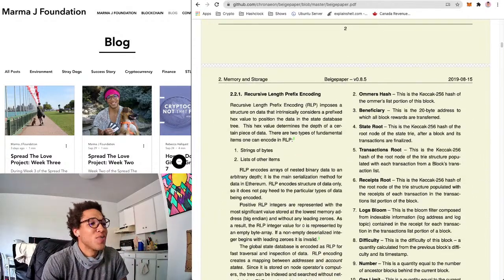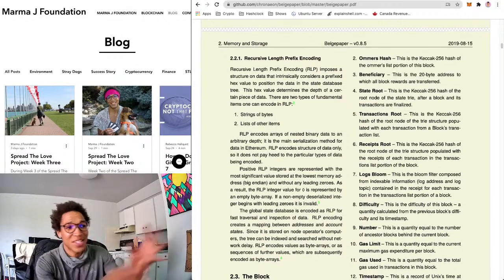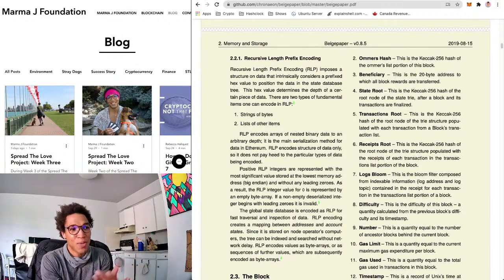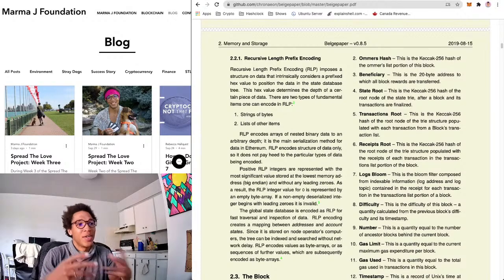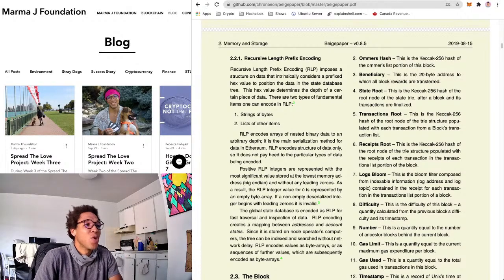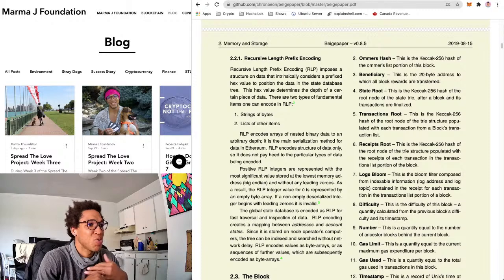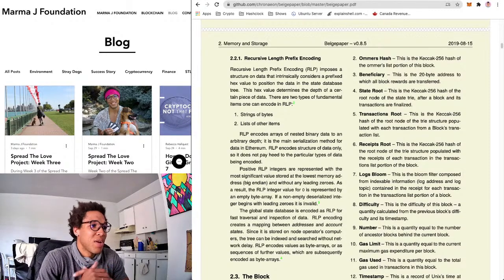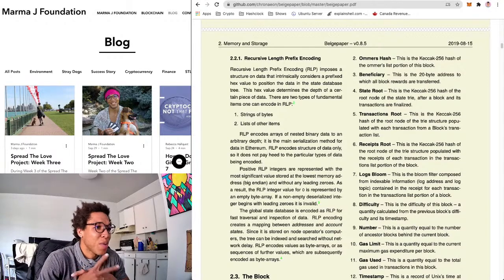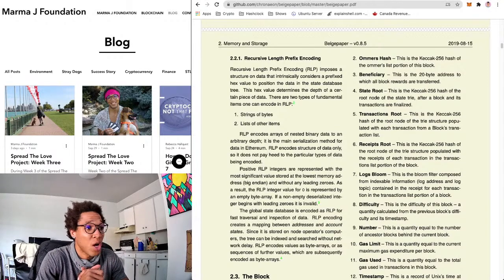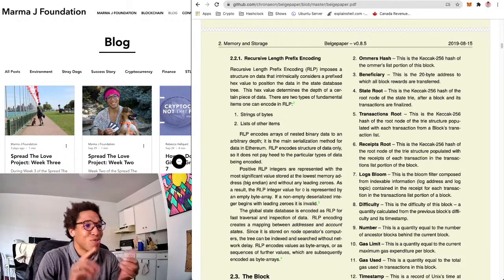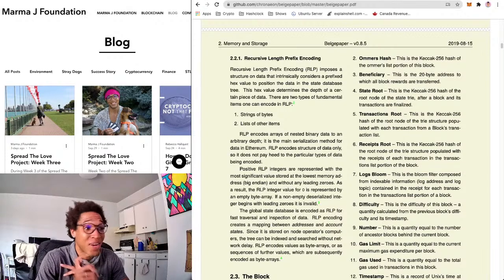Anyways, recursive length prefix encoding. This actually helped me a lot to understand why it was so cool to have the data structure like that in Ethereum. Recursive length prefix encoding (RLP) imposes a structure of data that intrinsically considers a prefix text value to position the data in the state database tree. This text value determines the depth of a certain piece of data. There are two types of fundamental items one can encode in RLP: one, strings of bytes; two, lists of other items.